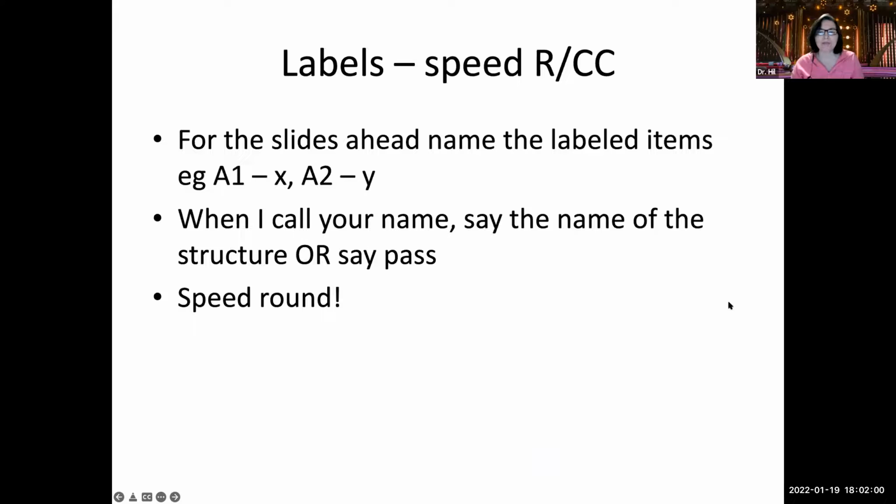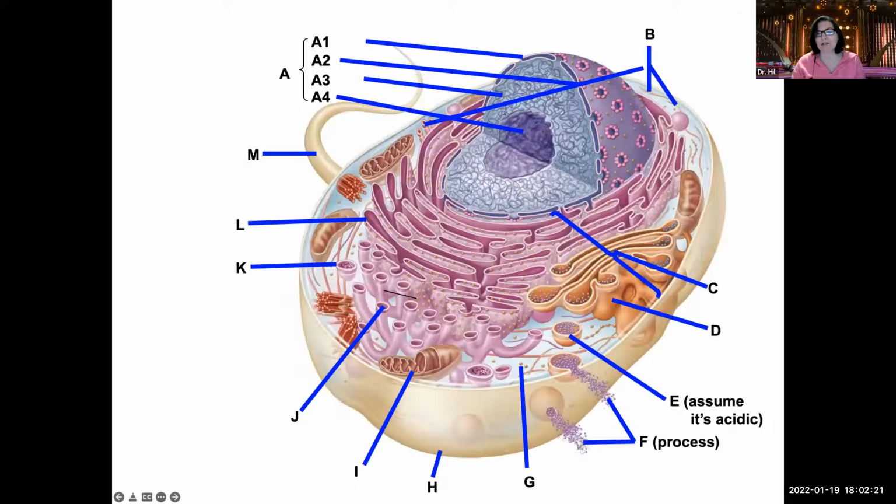I'm going to show you a picture. I'm going to cold call people to give me their best guess as to what's being pointed at. And just to remind you, if I call your name, you can either say what you think the structure is that's being pointed out, or you can pass, and that's also just fine. Okay, so we're just trying to go quickly around this little map of the cell. So let us begin with A1.